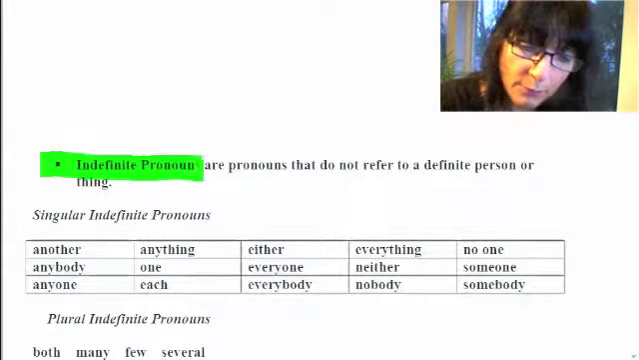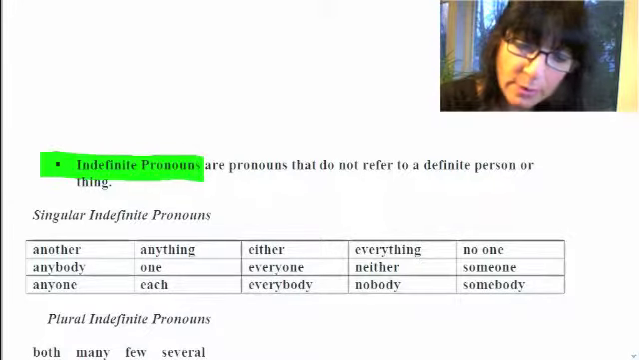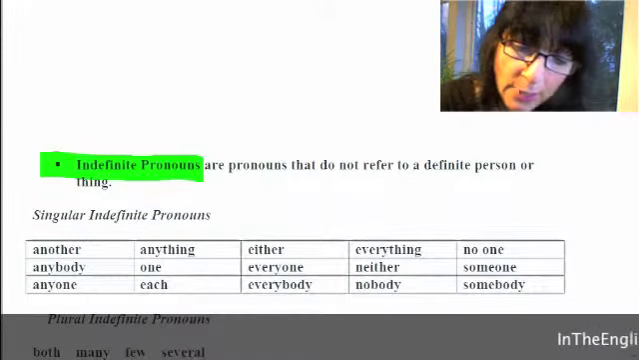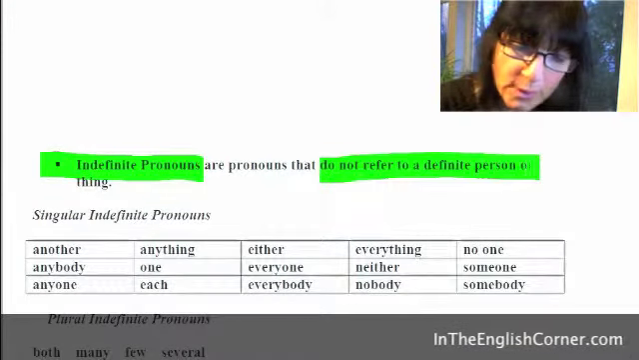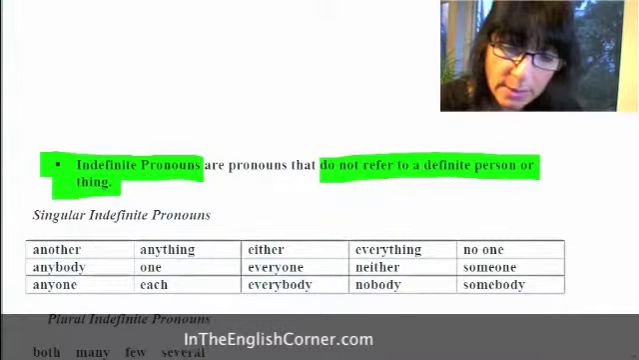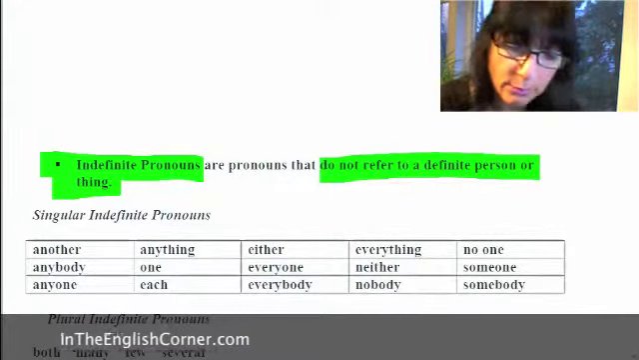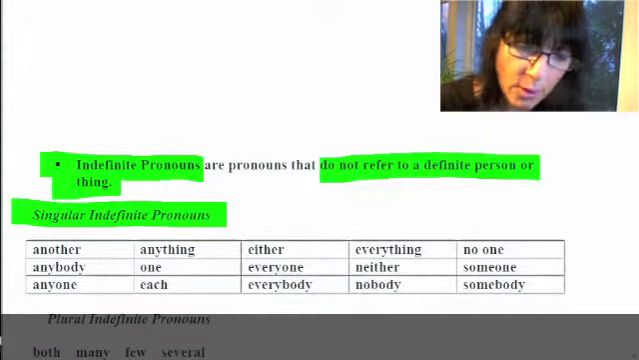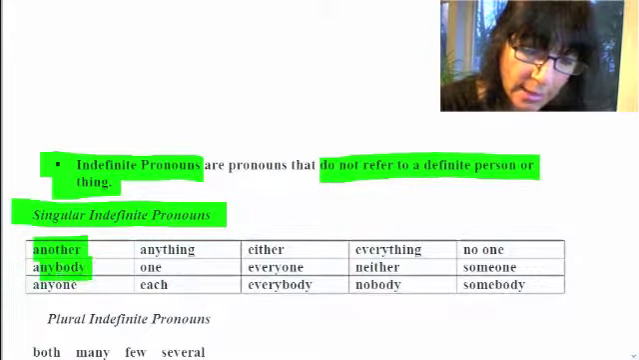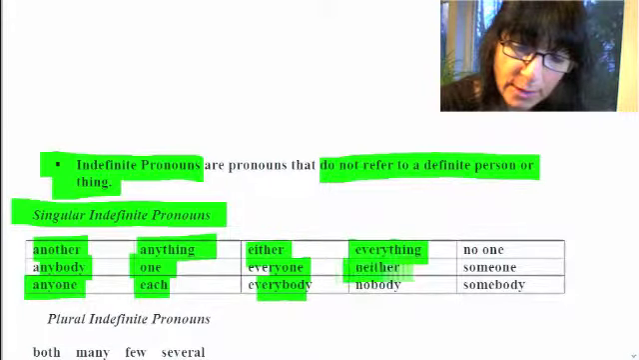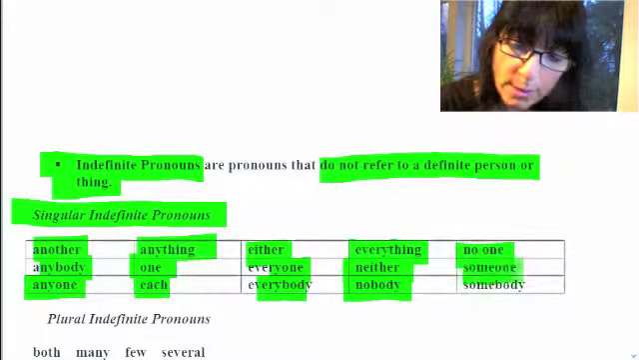Another type of pronoun would be called indefinite pronouns. Indefinite means they are not definite or specific. These are pronouns that do not refer to a definite person or to a definite thing. And there are both singular indefinite pronouns and plural indefinite pronouns. Let's first look at the singular indefinite pronouns. They are words such as another, anybody, anyone, anything, one, each, either, everyone, everybody, everything, neither, nobody, no one, someone, somebody.